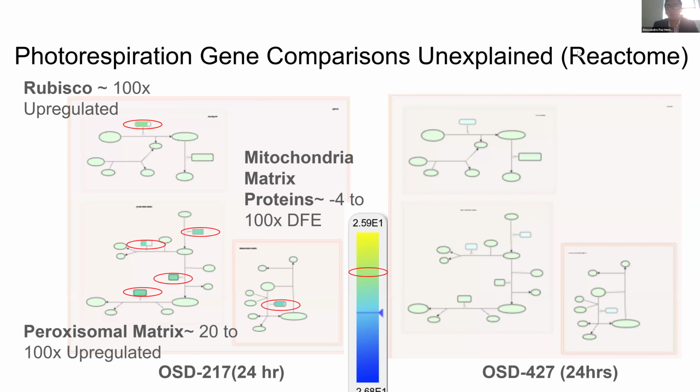Because of this, when we plotted into the Reactome, actually 427 did not have any genes in the photorespiration pathway that were expressed. We don't know what happened, so we reached out and we're communicating with the Florida team now. And in 217, we saw that Rubisco was upregulated 100 times. Mitochondria matrix proteins were differentially expressed -4 to 100 times, and peroxisome matrix proteins were 20 to 100 times upregulated.